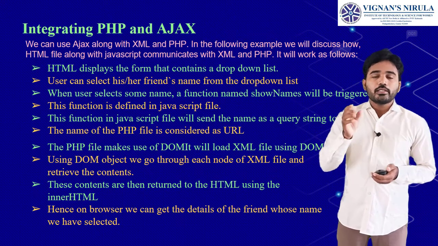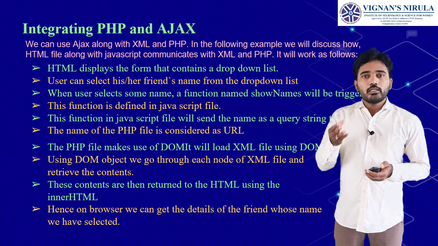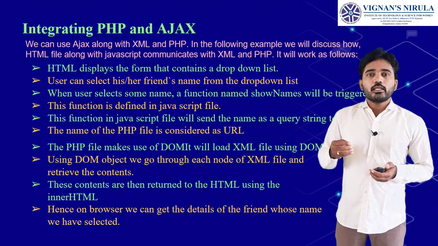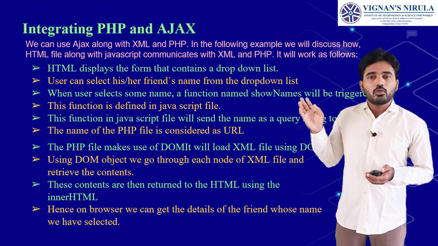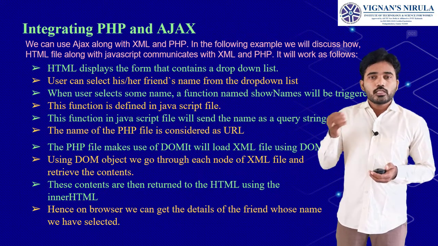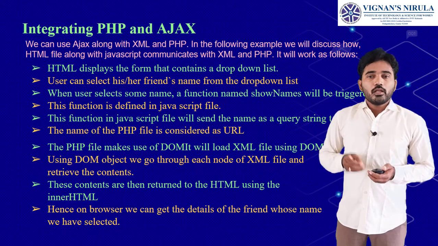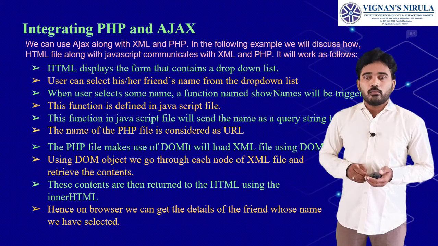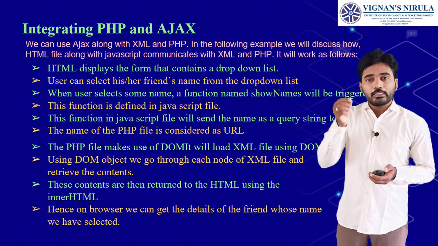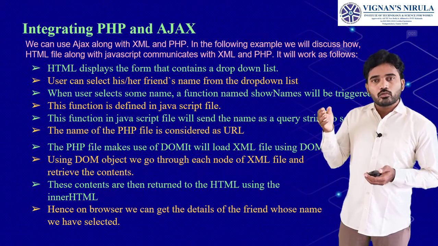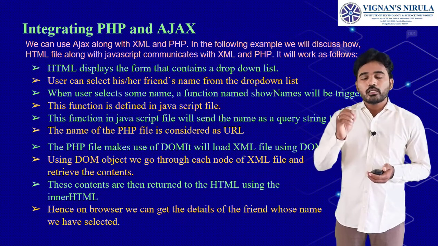First you need to create an HTML file which will display a form that contains a drop down list. The user can select his or her friends' names from the drop down list. When the user selects a name, a function named showNames will be triggered, and this function is defined in a JavaScript file. Understood? This function in the JavaScript file will send the selected name as a query string to the PHP file. The name of the PHP file is considered as a URL.